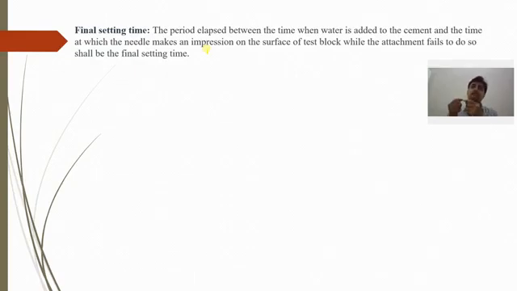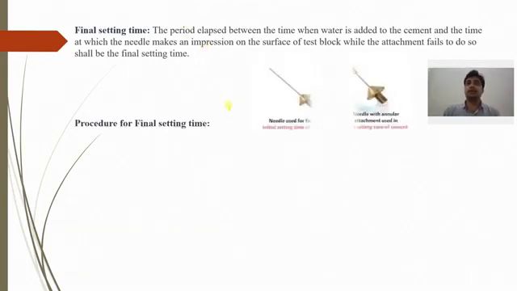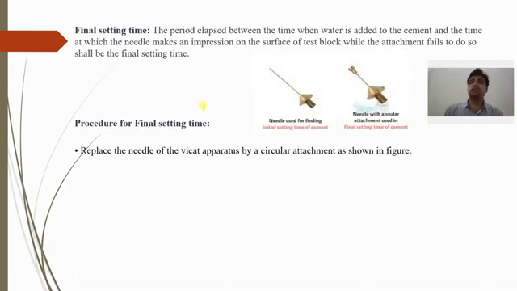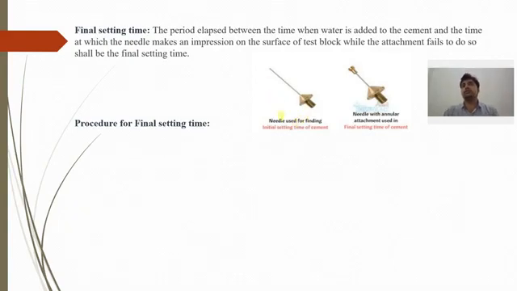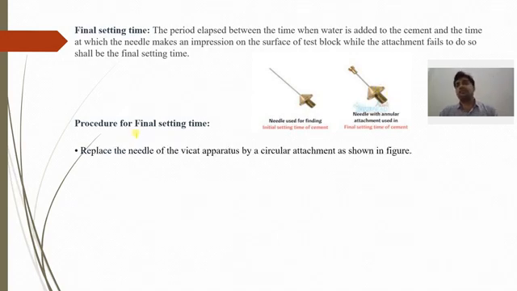In this test, we will use the 5 mm diameter needle and we will release our needle. Clear? And when it fails to make an impression on our mold, that time is known as the final setting time. Clear? Let's understand how we can find this final setting time. You can see in the figure, this is the needle we use for the initial setting time, and this needle we will use for the final setting time. Let's understand how we can get the final setting time of the cement.